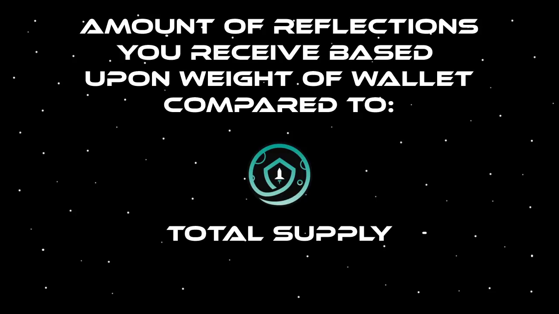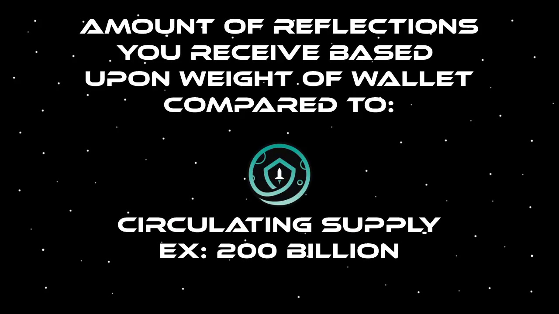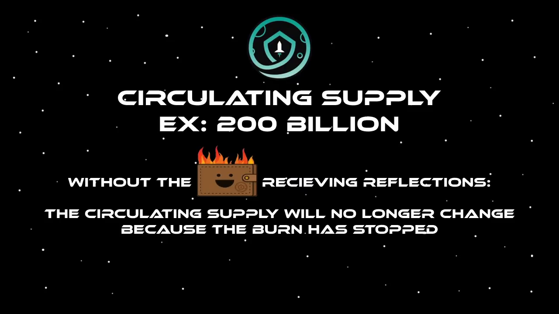So the amount of reflections your wallet receives would then stop being based upon the weight of your wallet compared to the total supply, and then be based upon your wallet's weight compared to the circulating supply. In this example, the circulating supply is now 200 billion and will remain 200 billion as the burn wallet will no longer be receiving reflections.